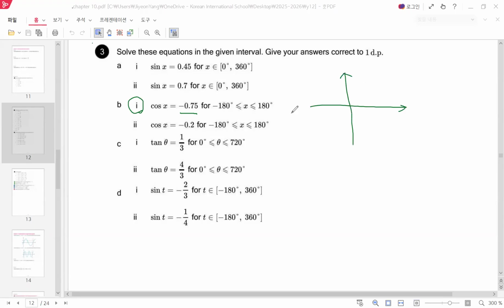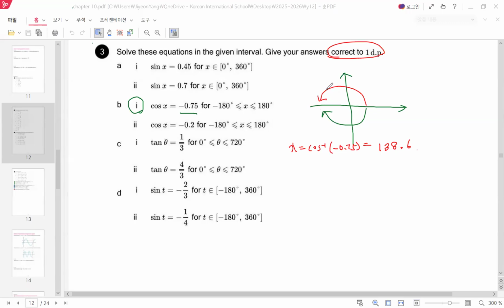So firstly, negative 180 means from 0 to negative 180, negative direction, 1/2 turn, and then positive direction, 1/2 turn. So firstly, x equals cosine inverse negative 0.75. Please calculate this one first. Which is 138.6, correct to one decimal place.